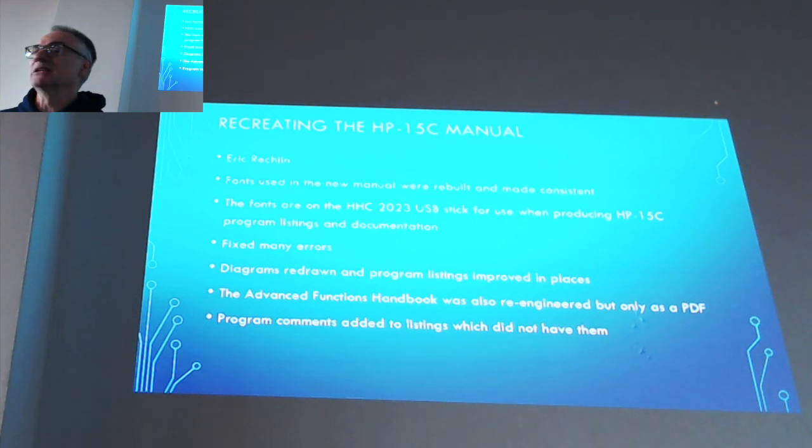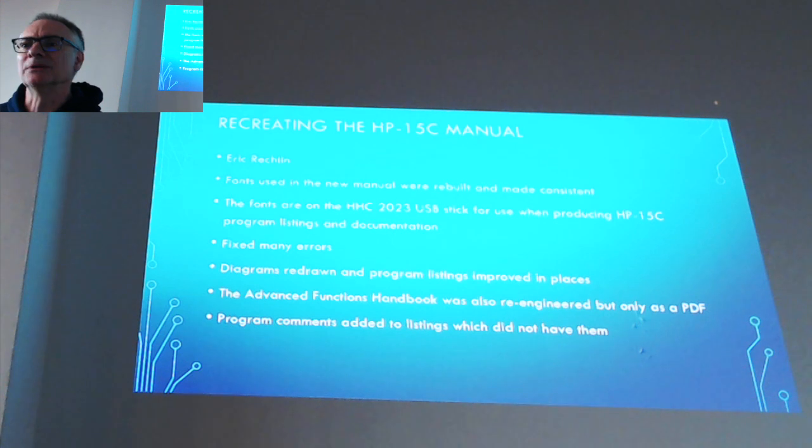Some of the program listings in the 15C manual were not commented. So between him and Gene and others, they commented every line of every program in the manual, which is pretty cool because some of the things are quite obscure. He also re-engineered the Advanced Functions Handbook, which, as everybody probably knows, is an absolute work of art. But it's currently only available as a PDF. I think we ought to go into production and use some of our reserves to actually make this thing. But there we go, that's my opinion.